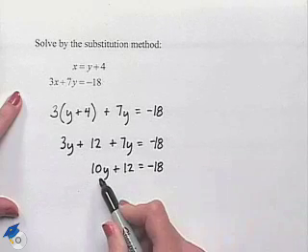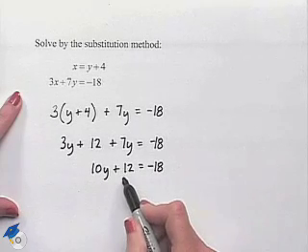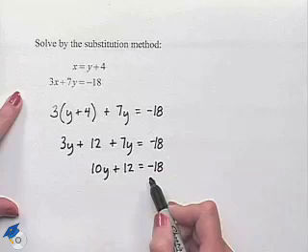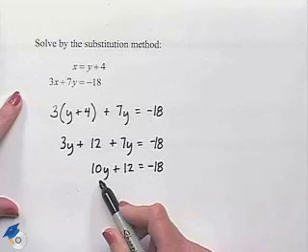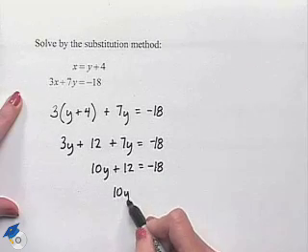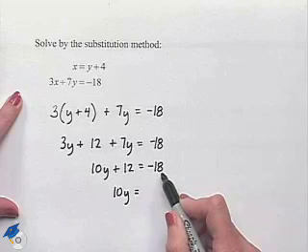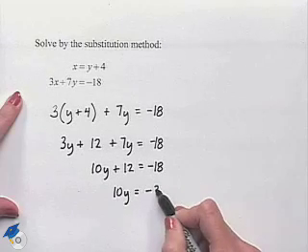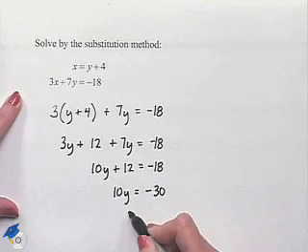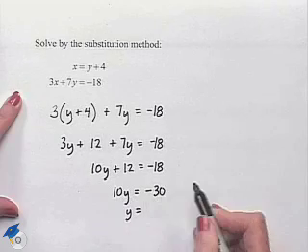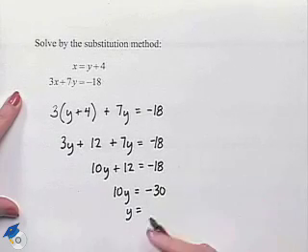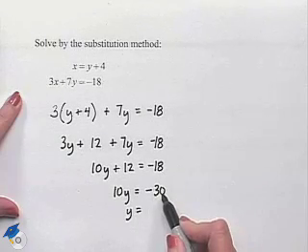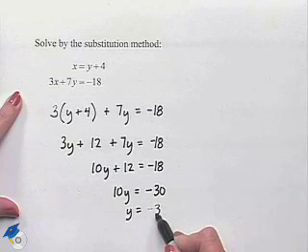Now, to isolate the term with our variable in it, we're going to subtract 12 from both sides of the equation. When we subtract 12 from the left-hand side of the equation, we're left with 10y. When we subtract 12 from negative 18, we're left with negative 30. Now we can solve for y by dividing both sides of the equation by 10. 10y divided by 10 is y, and negative 30 divided by 10 is negative 3.